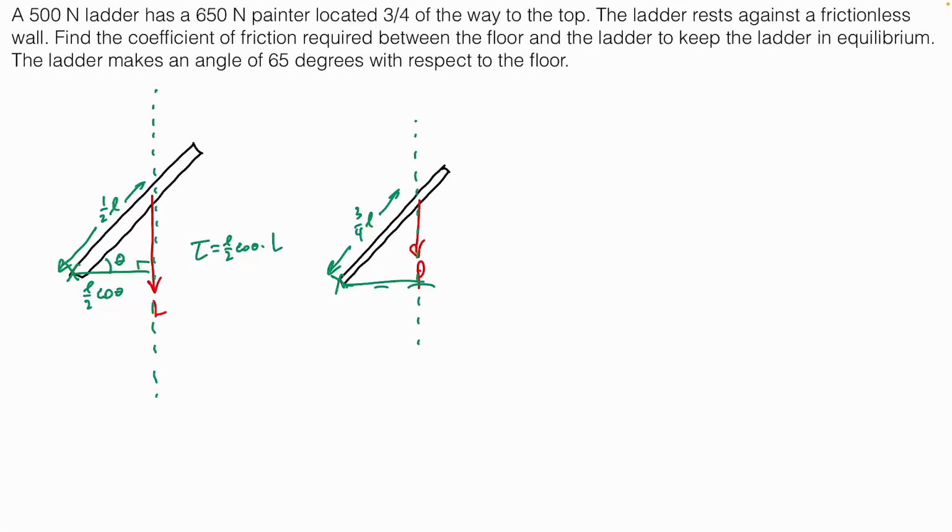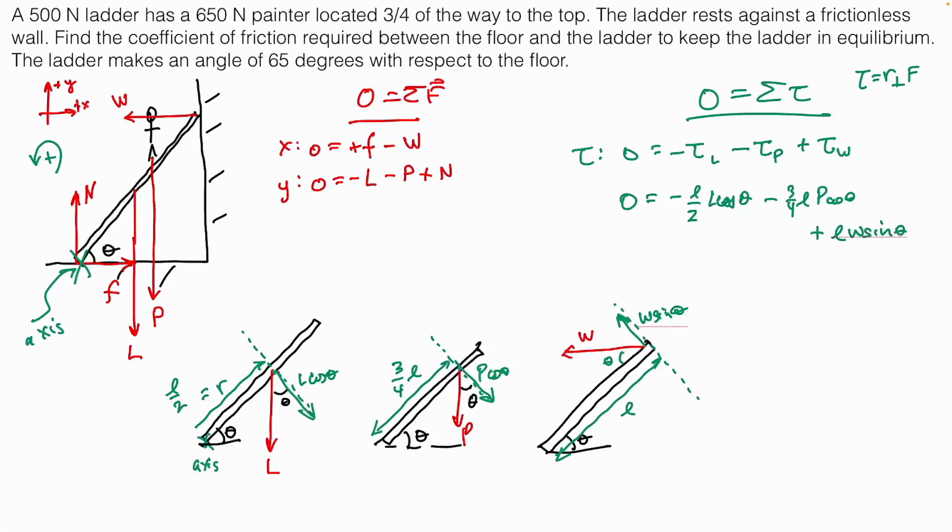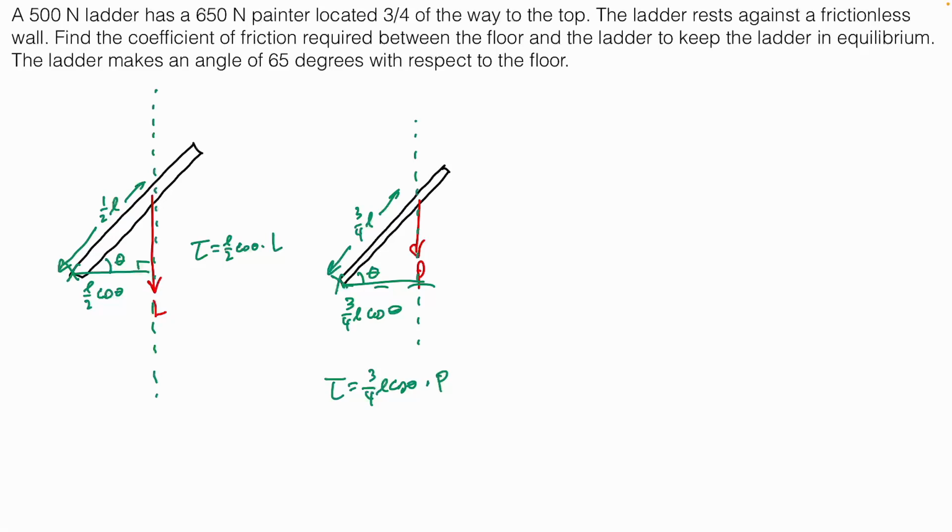I know 3/4 L is my hypotenuse. I know my angle's right there. What's the answer? 3/4 L cosine theta. And then when I write down the torque for this one, what's the distance? 3/4 L cosine theta. That's the distance that is perpendicular to the force P. Mathematically identical.